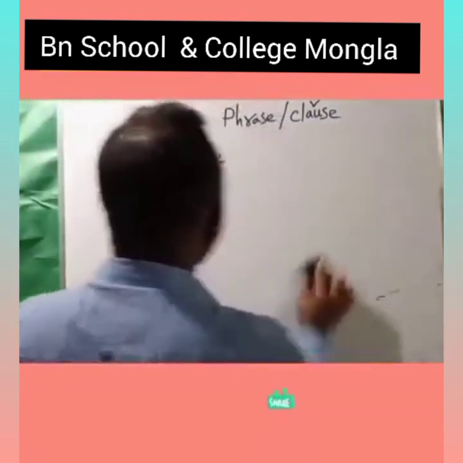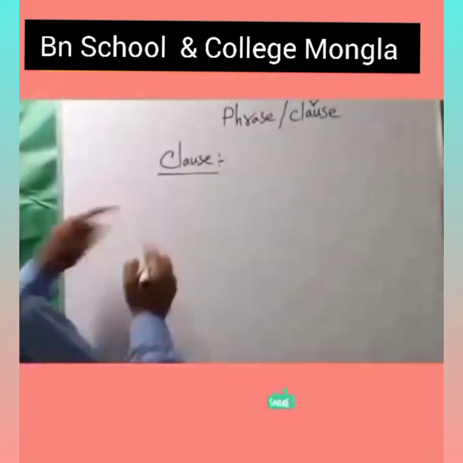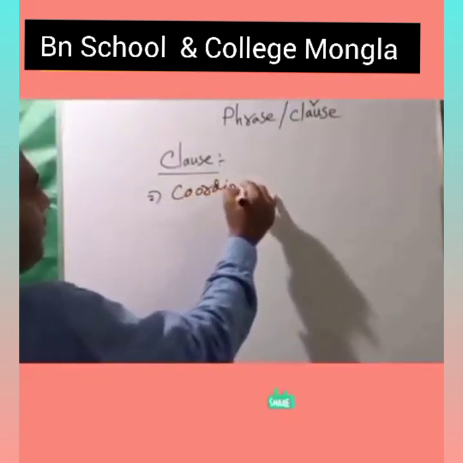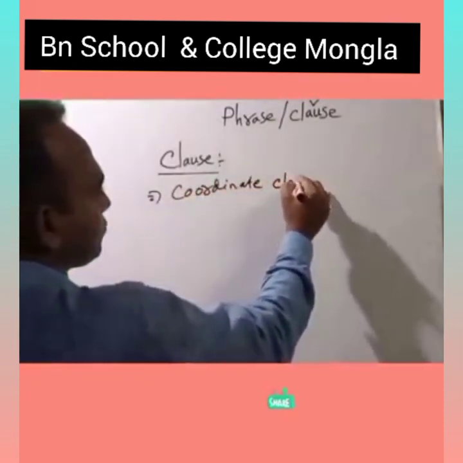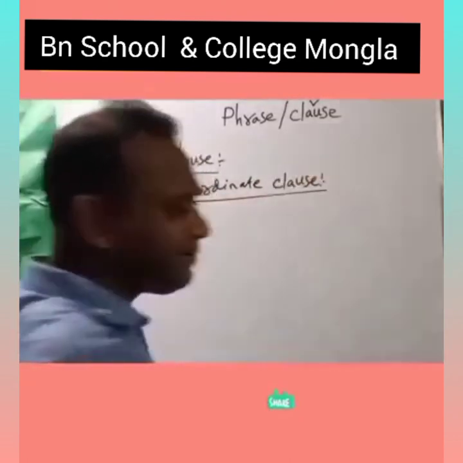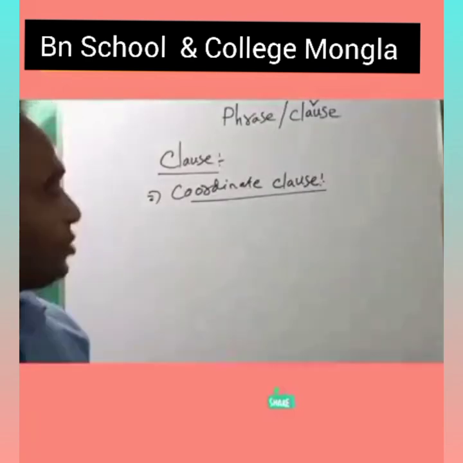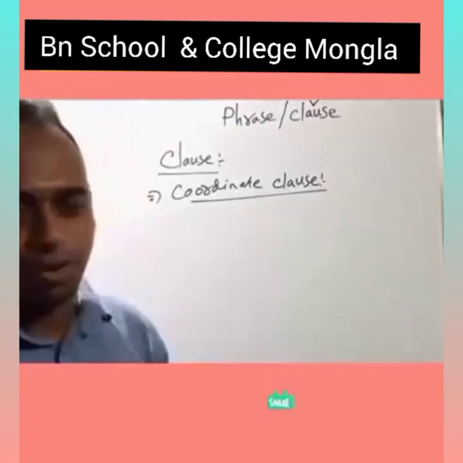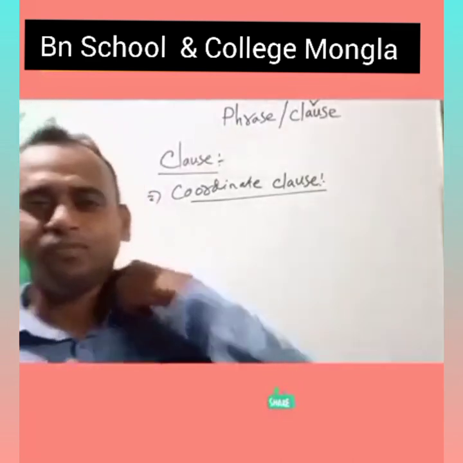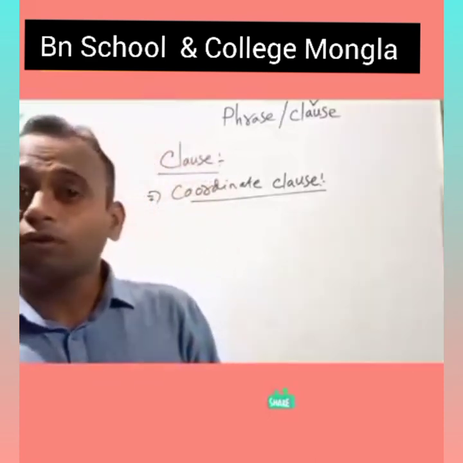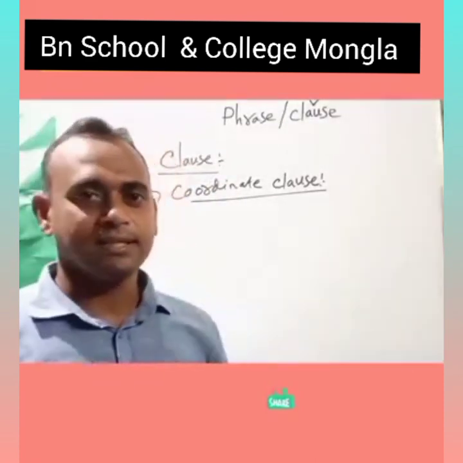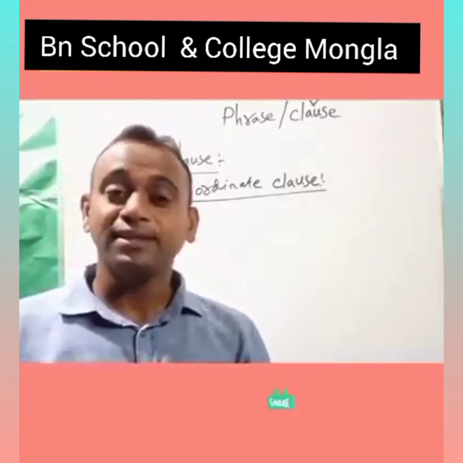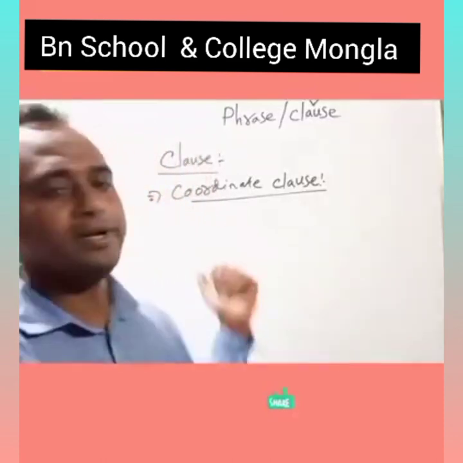And this is the final portion. This is the third number, coordinate clause. What is the definition of coordinate clause? To learn coordinate clause, you have to have a clear idea about principal clause. Simply, we can say that when two or more principal clauses or independent clauses are connected by a coordinating conjunction like and or but, then we can call this a coordinate clause.